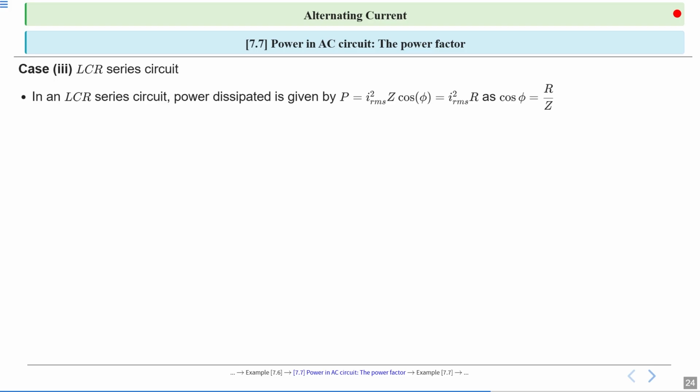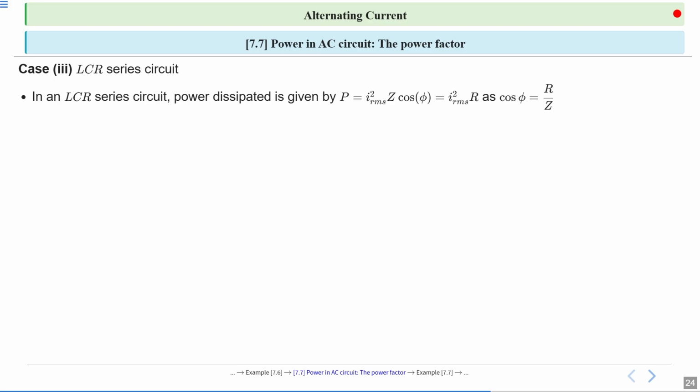According to the impedance diagram. We will see in the further slide also what the impedance diagram is. It is shown by a right angle triangle, and base is resistance R, hypotenuse is Z, and perpendicular is XC minus XL. There is an angle between hypotenuse and base, that is phi. So cos phi we can calculate from here, base upon hypotenuse. Base is R, hypotenuse is Z. So cos phi is R by Z according to the impedance diagram.